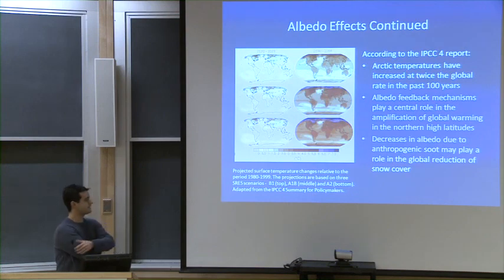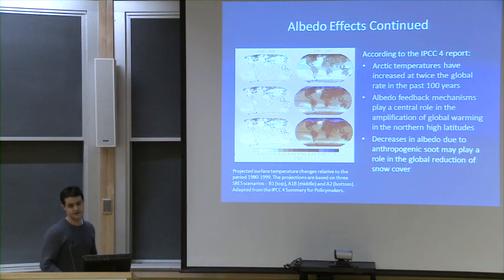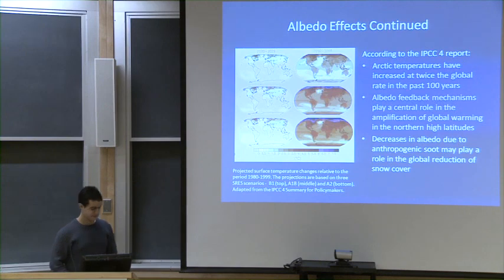It shows the projected surface temperature changes relative to the period 1980 to 1999, and the first column is the third decade of the century. The last column is the last decade of the century. And the different rows are just different climate change scenarios, some of which are more optimistic and some of which are more pessimistic. But in all of these, you can see that if you look at the northern high latitudes, the predicted temperature changes about 2 or 3 times the global average. And that's, again, due largely to albedo effects.